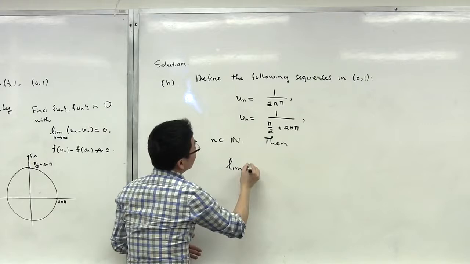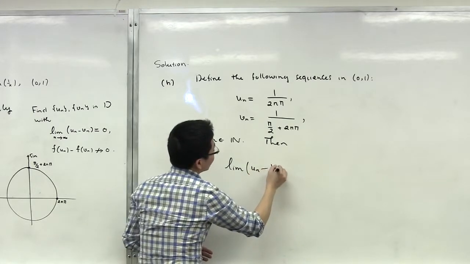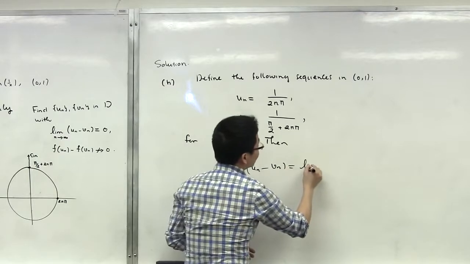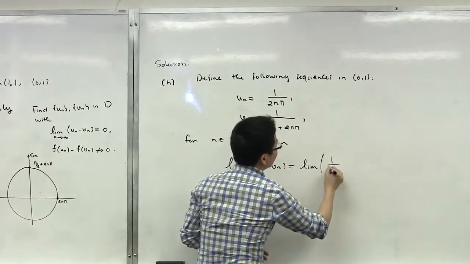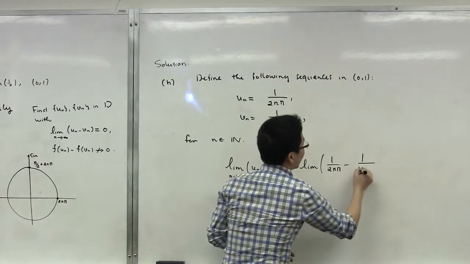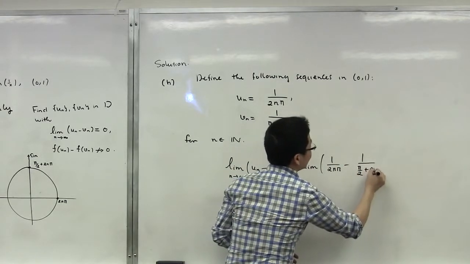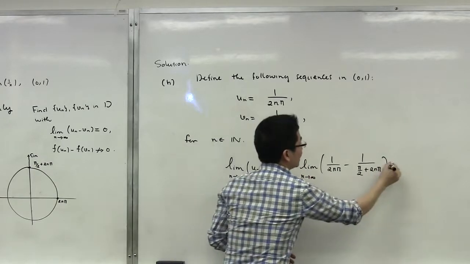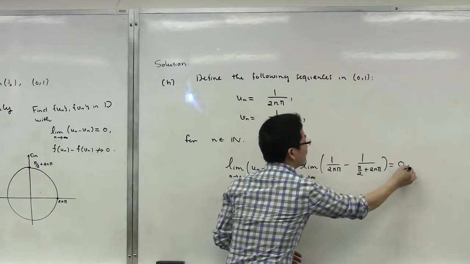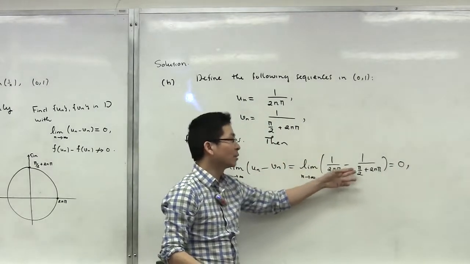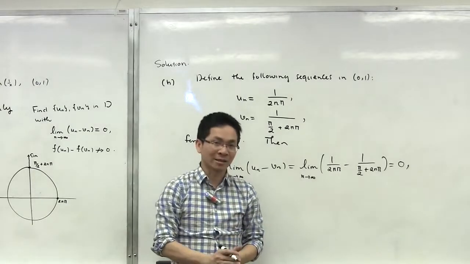Then the limit of un minus vn as n approaches infinity is the limit of 1 over 2n pi minus 1 over (pi over 2 plus 2n pi) as n approaches infinity, and you can easily see that this limit is 0 by the difference rule. The first limit is 0, and the second limit is also 0.